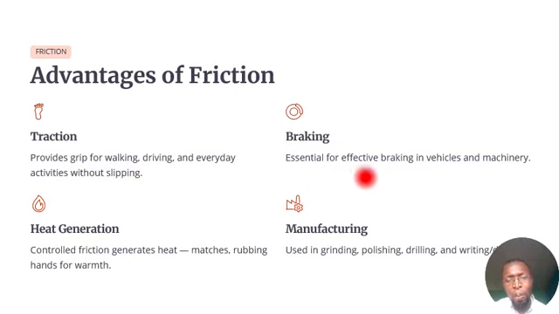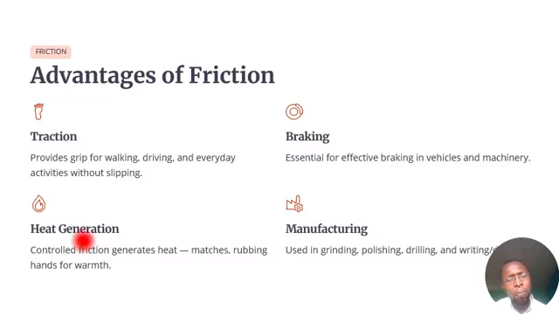Then it also allows brakes of vehicles to be effective. Do you know that if there is no friction between the tires and the floor, like we said in the traction part, when you press the brake of a vehicle, it will never grip because the floor and the tires are smooth? So nothing to stop, nothing to oppose it.